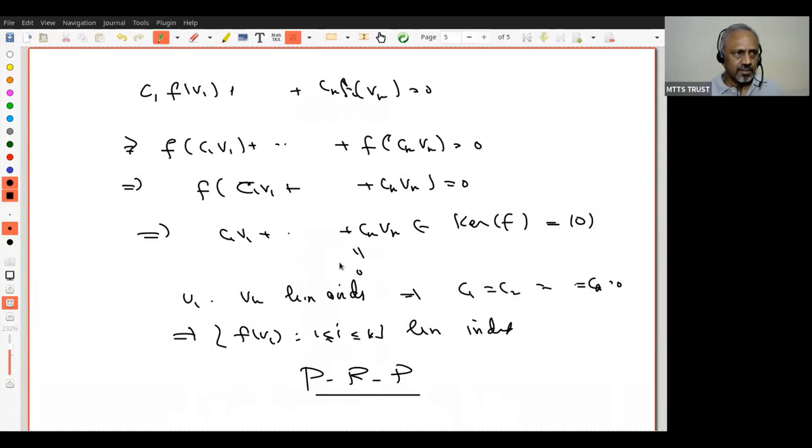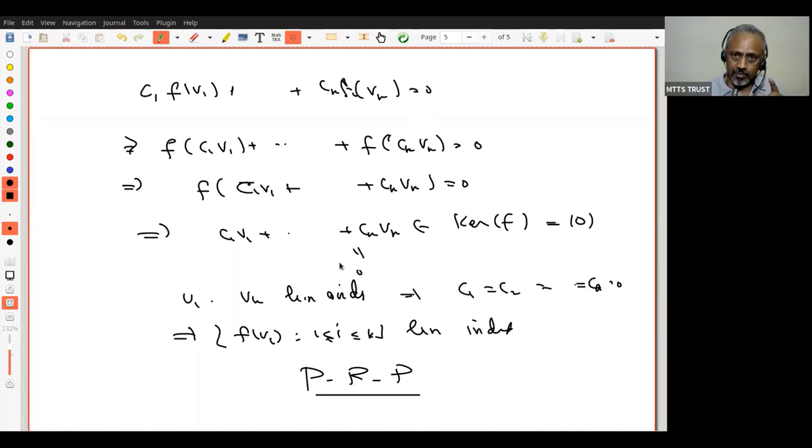Just think of this. C1 f of v1 plus C2 f of v2 plus Ck f of vk equal to 0. Since f is linear, C can be pushed inside. Therefore, it is f of C1 v1 plus dot dot dot f of Ck vk is 0. Since again f is linear, I can write f of C1 v1 plus C2 v2 plus Ck vk is 0. That implies C1 v1 plus C2 v2 plus Ck vk lies in the kernel of f. Since f is 1-1, kernel of f is 0. Therefore, I conclude C1 v1 plus C2 v2 plus Ck vk is 0.